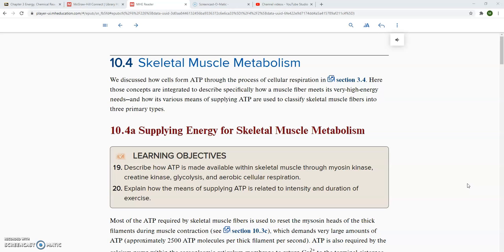So we have skeletal muscle cells in our body, but they're all not created equally. There's a couple of different types, and one of the ways that they differ is based on what their primary source of energy they use for the contractions that they undergo. So we want to talk specifically about the various ways that our skeletal muscles get the ATP they need for contraction. So we do have a picture for this.